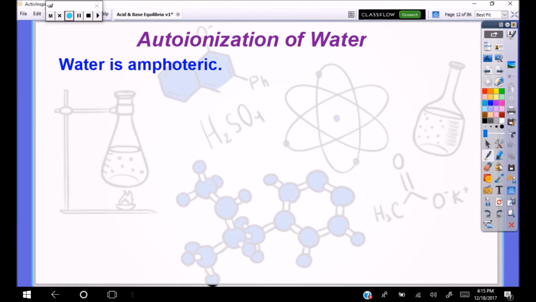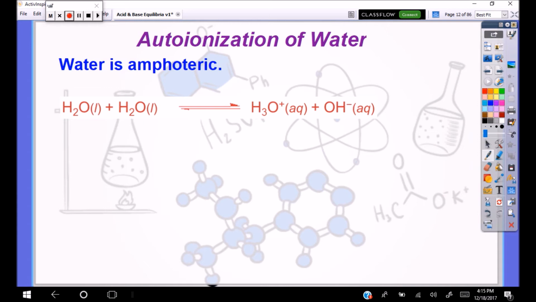So when we are looking at this in terms of water, we have to look at the autoionization of water. Water is amphoteric. Amphoteric means it can behave as both an acid and a base. So if we have two water molecules together, they actually can ionize each other and become H3O plus and OH minus. This leads us to writing the ion product constant, or the ion product expression.